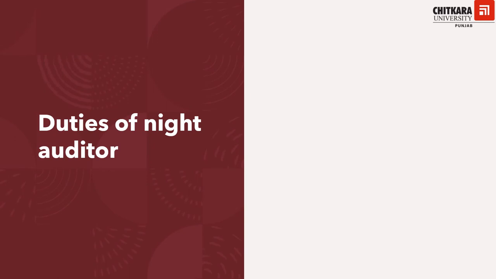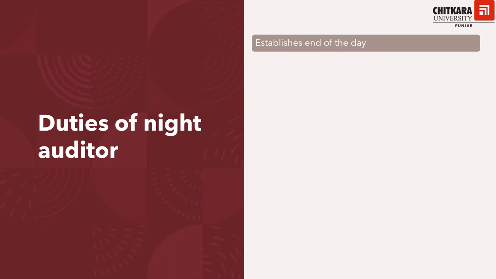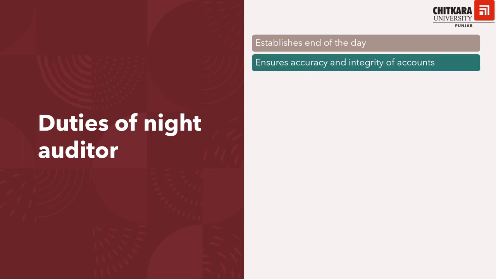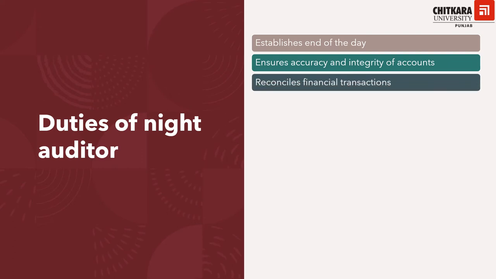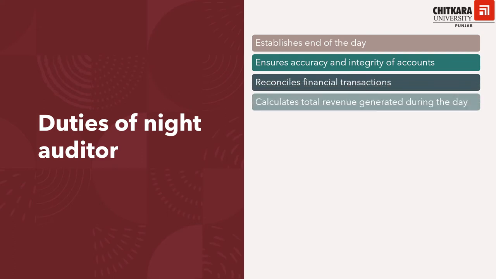Now let's look at the duties of the night auditor. Now he does an array of duties, but he has to be very careful in doing it because he is dealing with accounts. So he establishes the end of the day. That means he has to close this day and open a new day. It's also called the closeout hour. He ensures the integrity of accounts, and he also ensures that they are accurately posted. He reconciles the financial transactions, also calculates the total revenue generated during the day because he needs to close the day. So he has to have an estimate of the total revenue generated during the day.